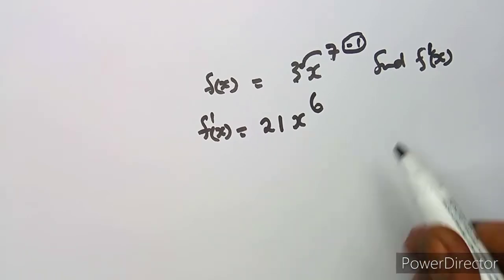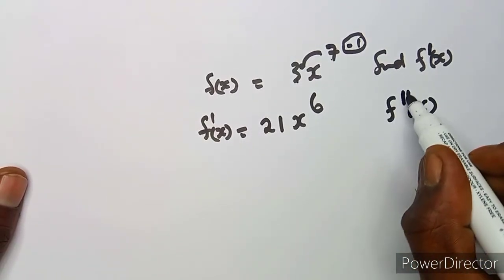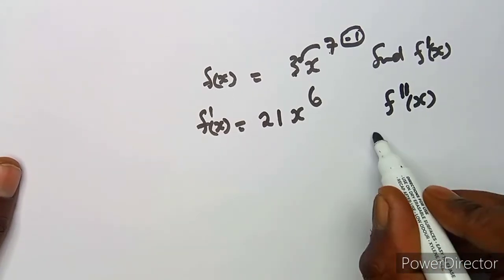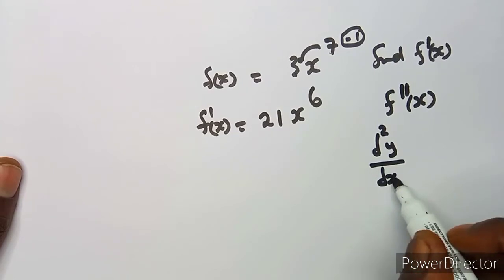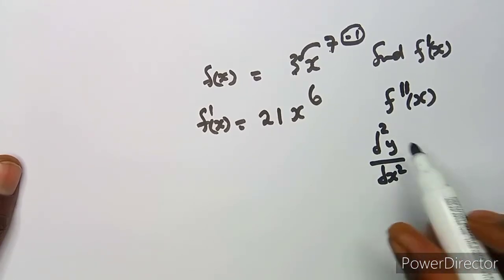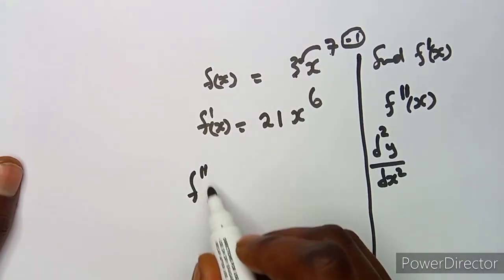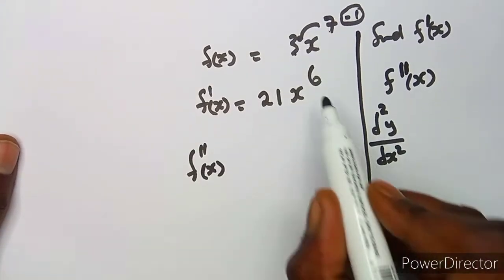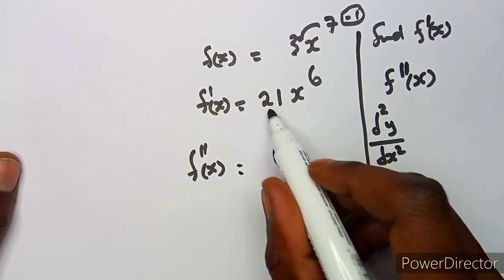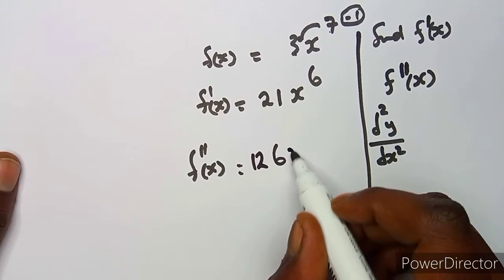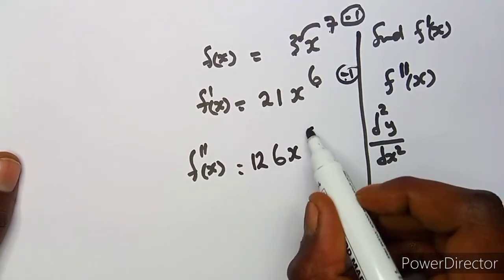So it can even go further, where you are asked to find the second derivative. This one means second derivative, when it is in terms of y it is written like this: d2y over dx squared. That is the second derivative. So from this part I can find the derivative again. Multiply this 21 times 6, which is 126x to the exponent of, I subtract 1 here, that's 6 minus 1, which is 5.